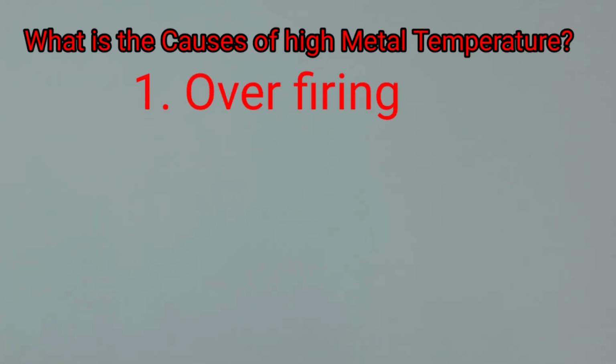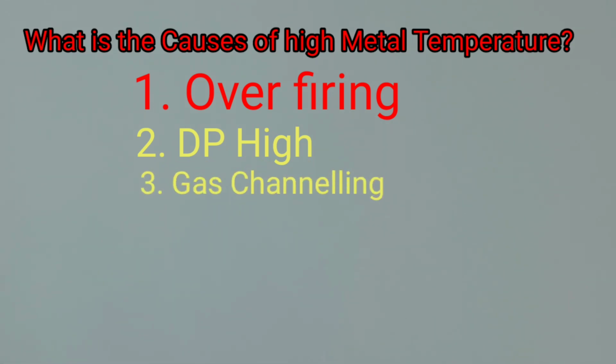If the reformer side has overfiring, metal temperature can increase. Second, if reformer delta P is high, metal temperature can also increase. If there is channeling of the gas, metal temperature can also increase. Another one is flame impingement. If there is flame impingement, metal temperature can also increase. So you can tell them an answer like this.